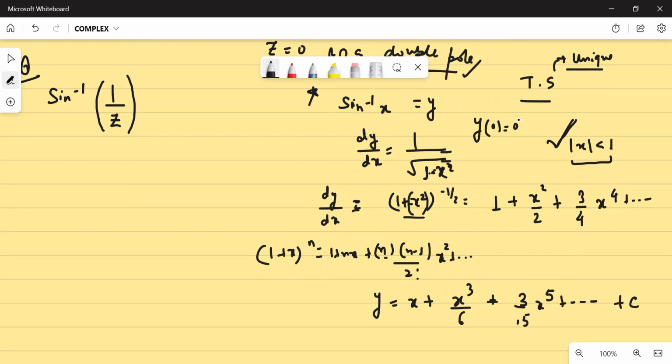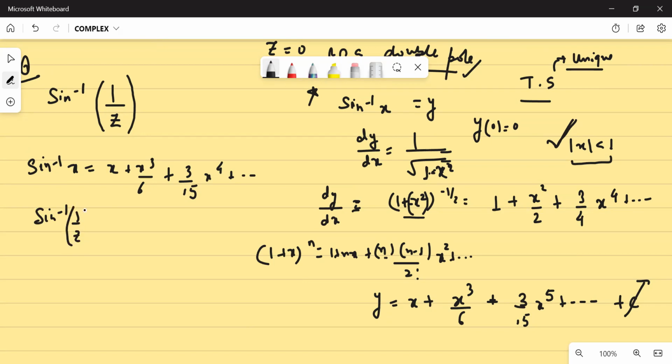At x equal to 0, y is 0, so your constant of integration vanishes. So what you can say is that sine inverse x can be written as x plus x cube upon 6 plus 3 over 15 x raised to power 5 and so on. So how would sine inverse 1 by z behave? The Taylor series remains the same for complex and real. Only part you can do in this fashion.